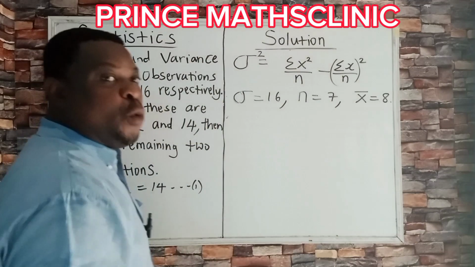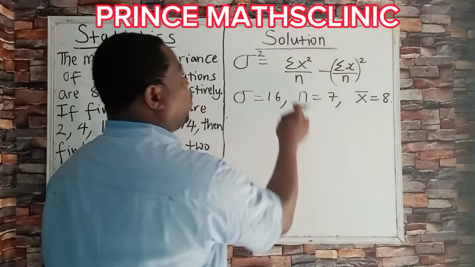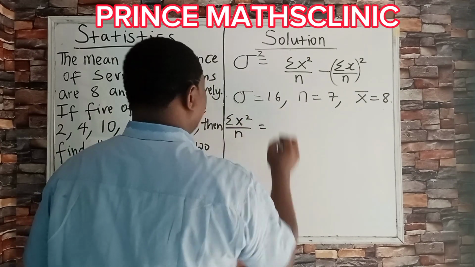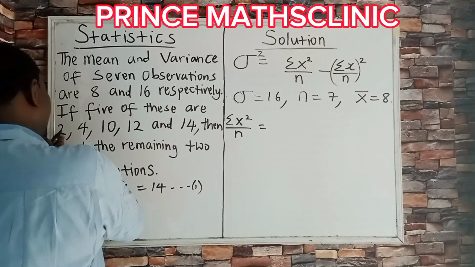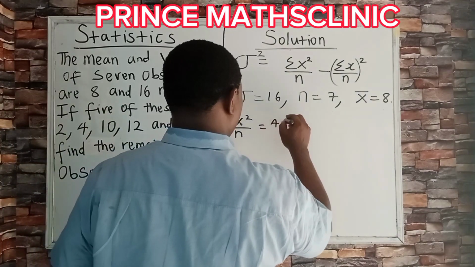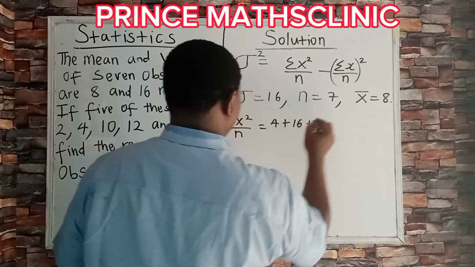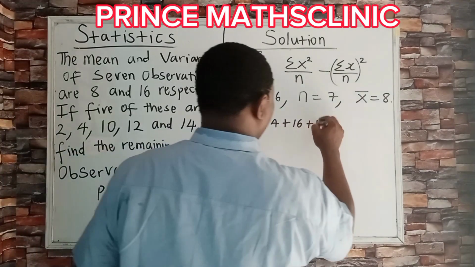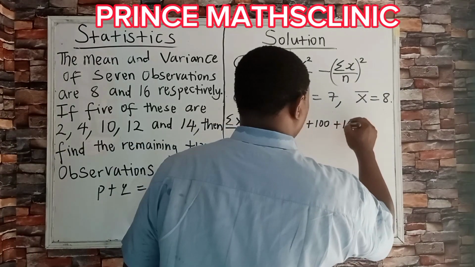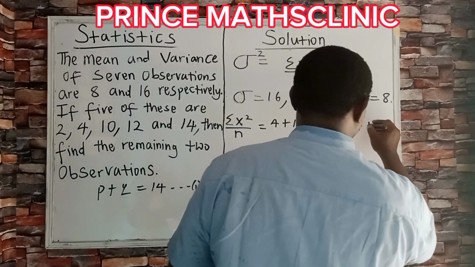The next summation I want to take is the summation of my x squared. Summation of my x squared, let me just put over n. So let me square. Remember the first x is 2. If you square 2, you will get 4. If you square 4, you will get 16. If you square 10, you will get 100. If you square 12, you will get 144. And if you square 14, you will get 196.